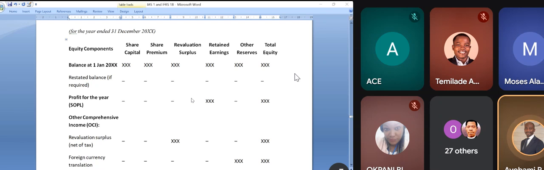So if there's dividend paid for the year, after you have recognized profit for the year, put the dividend there, but understand that you are going to deduct it. It will now appear in this schedule of changes in equity. Is that clear enough now, Ace?